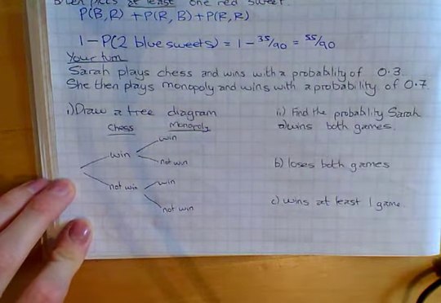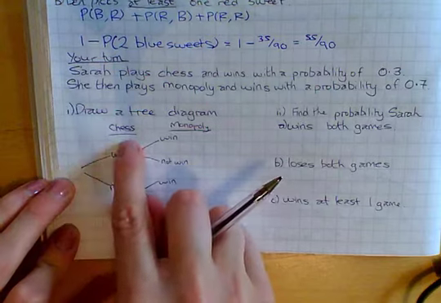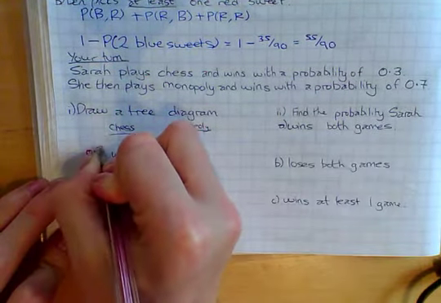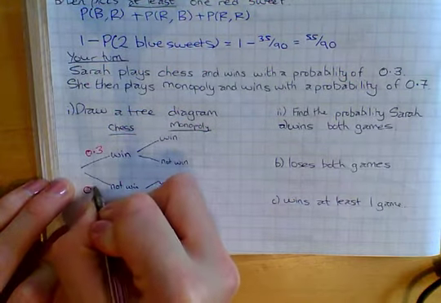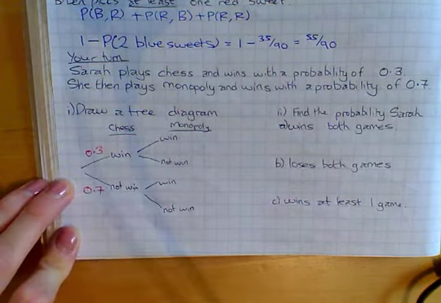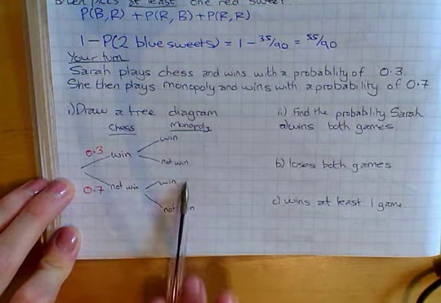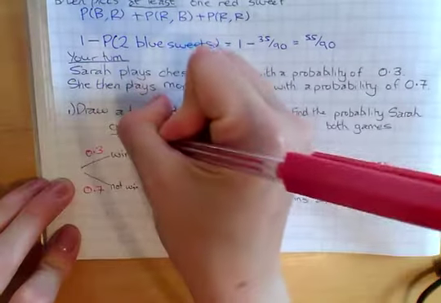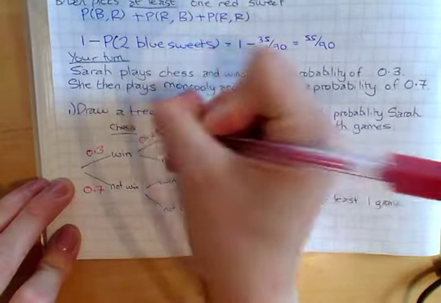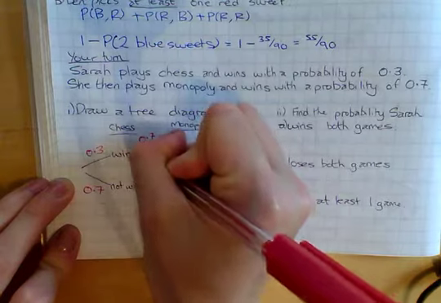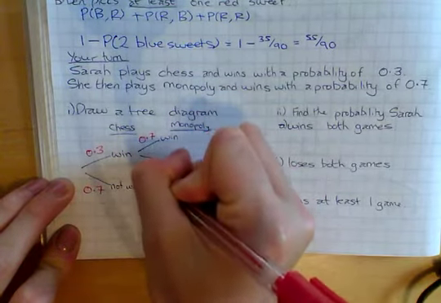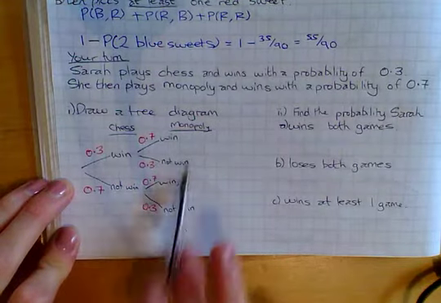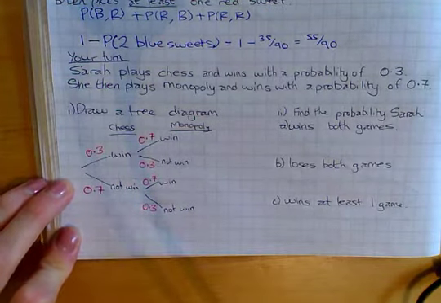Okay, so the first thing I'm going to look at is when she plays chess, and the probability that she wins here is 0.3, which means the probability she does not win is 0.7. Then she plays Monopoly, and we're told that she wins that with a probability of 0.7. So now the probability of winning is 0.7 and the probability of not winning is 0.3, because we've titled these under the different games with the different probabilities.